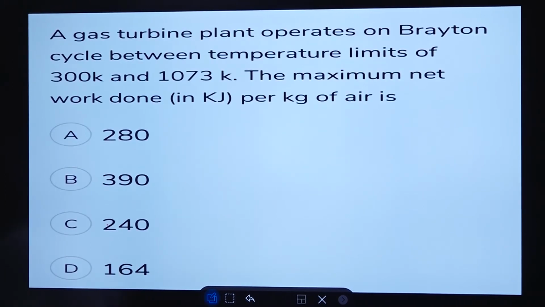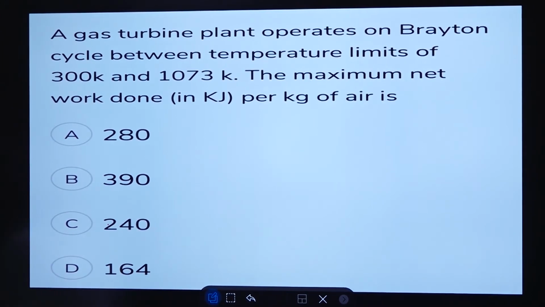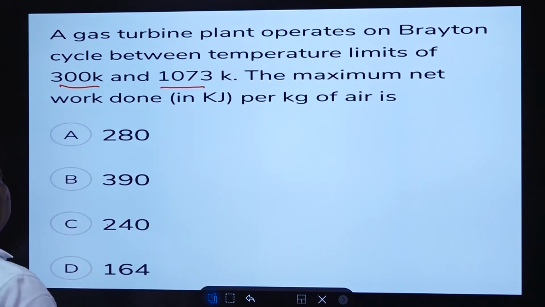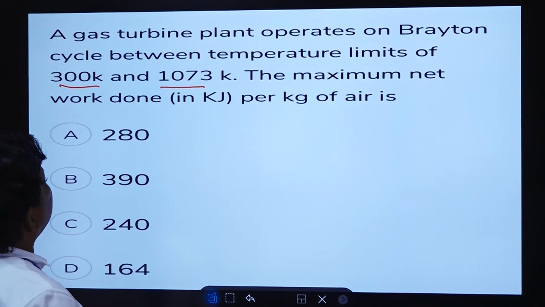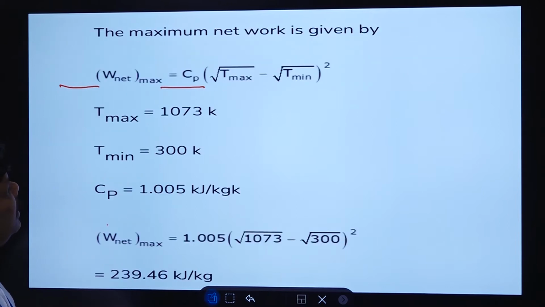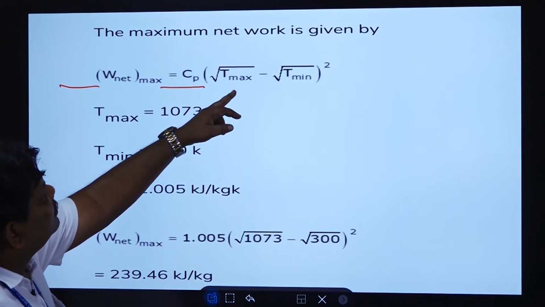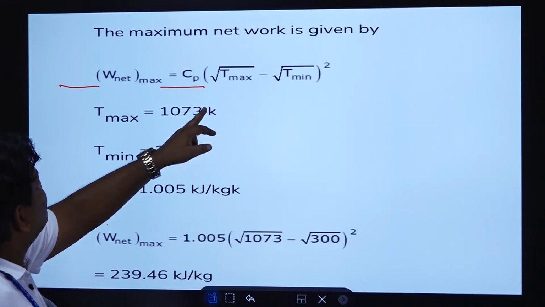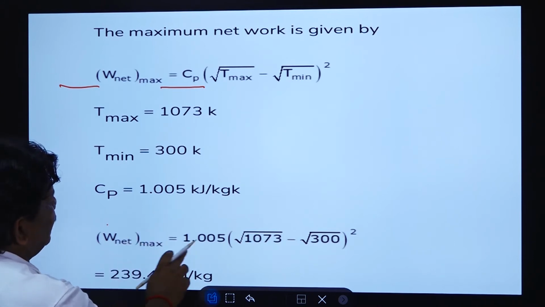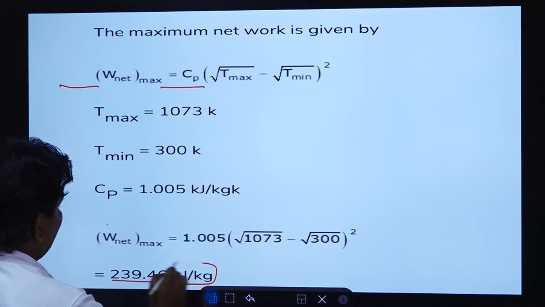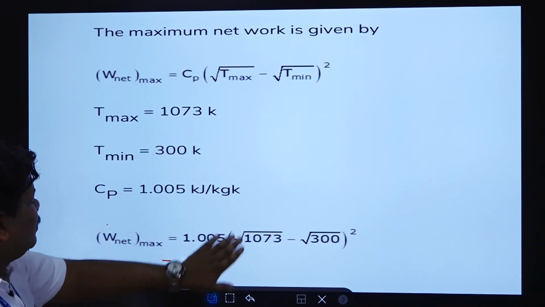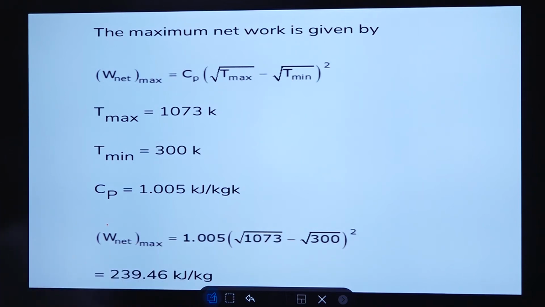Okay. The next one, a gas turbine plant operates on Brayton cycle between the temperature limits. The temperature limits are given to you, that is T1 and T3, the maximum net work done. So the maximum net work done formula is there, so use that formula. That is Cp into root of T max minus root of T minimum whole square. The maximum temperature and the minimum temperature are there, Cp is known to you, substitute this, so you will get the value of this maximum net work. That is around 239.46 kilojoule per kilogram.